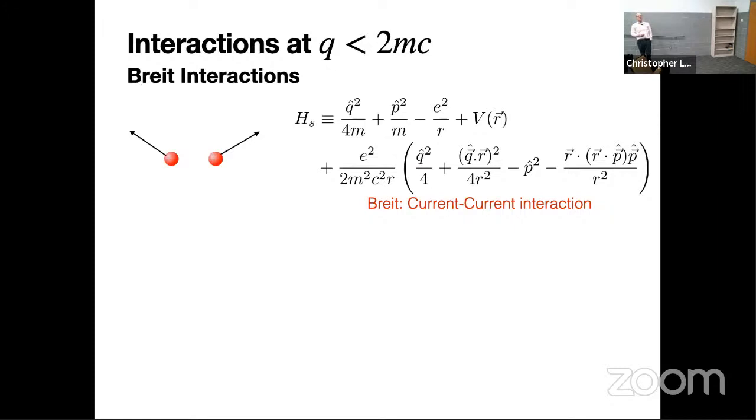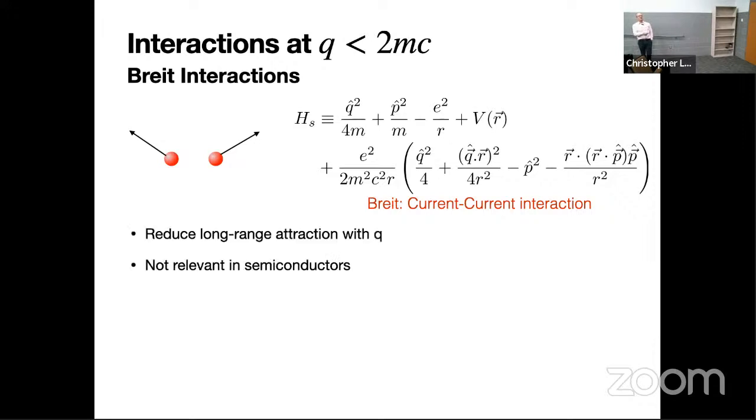Something which doesn't happen in the semiconductor analog, which I'll just mention briefly, is that we can probe at finite center of mass momentum, whereas the photon always comes in with effectively zero momentum in the semiconductor. So we now need to think about the problem where we have two particles that are moving apart, but also have some parallel component of their motion. And so there can be current-current interactions. Breit was the first person to quantize that interaction. Happy to tell anybody who's interested more about it in detail later. The main effect is that it reduces the long range attraction with the parallel amount of the motion.